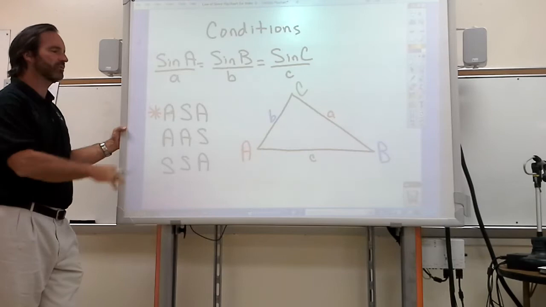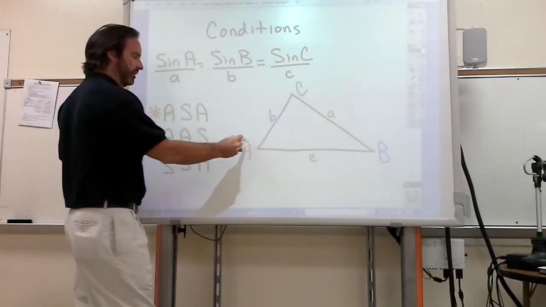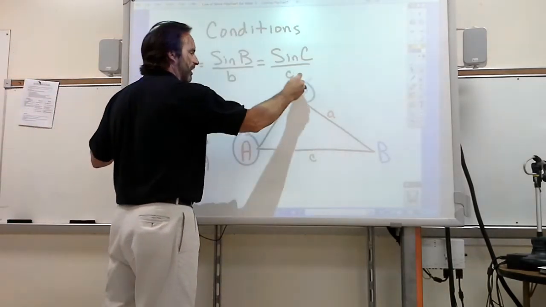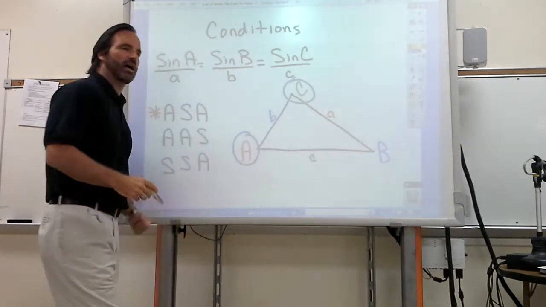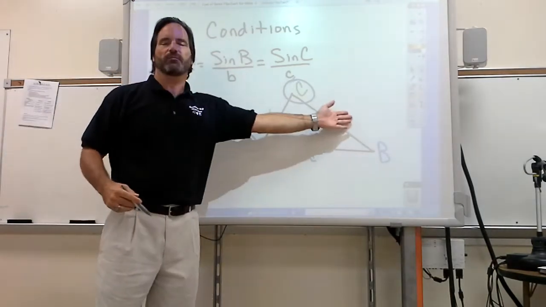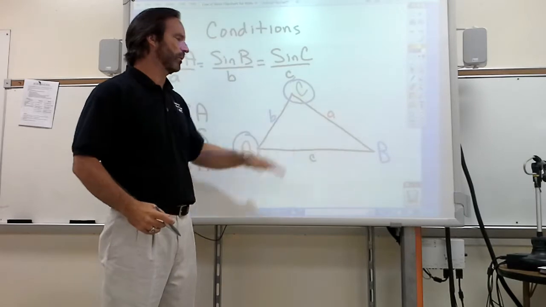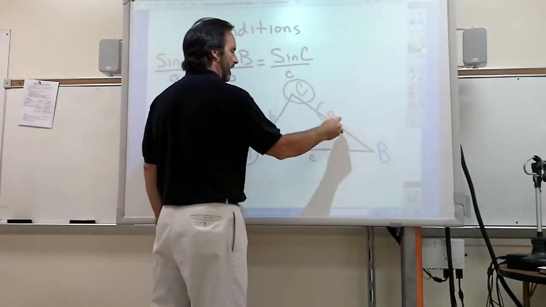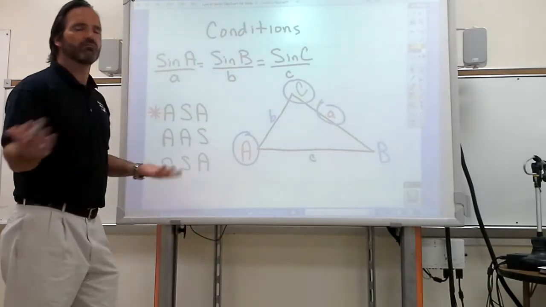Now I've got angle, angle, side. That would be two consecutive angles and then the non-included side. Not the side that's in between, but one that's non-included. It's not in between there. So I've got angle, angle, side. Okay? This is pretty easy.